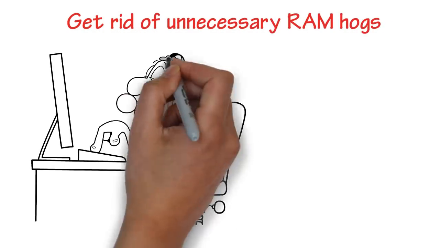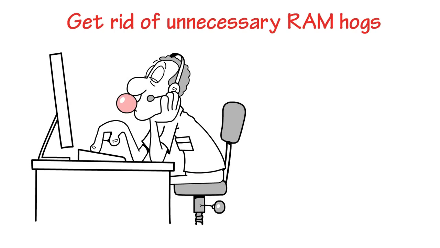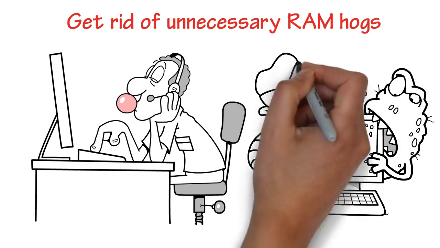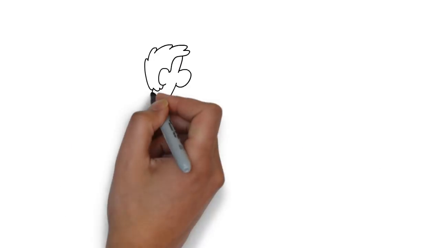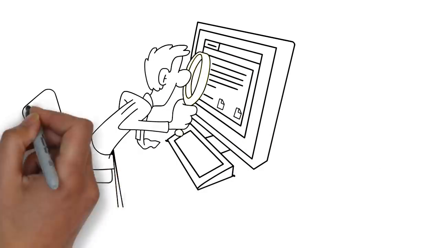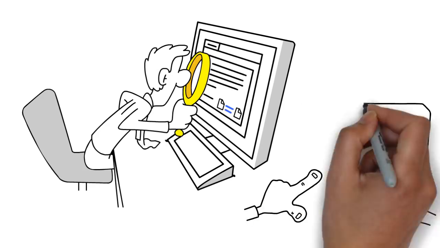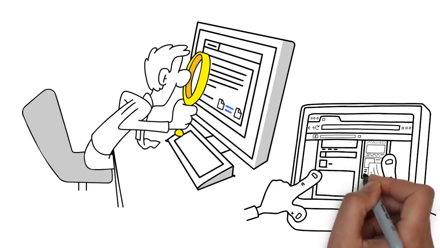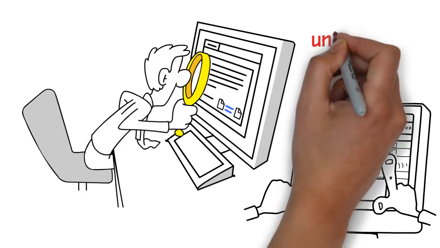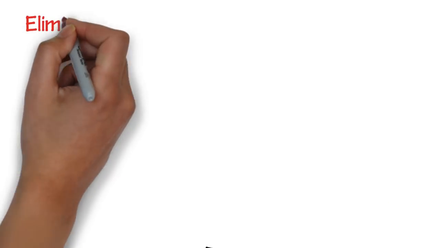Get rid of unnecessary RAM hogs. The more of these unnecessary programs you have running, the more RAM and CPU cycles they're going to eat up. Identifying these RAM hogs and suspending them will speed up Windows 10 immediately. Pop open the Task Manager to see which programs are bogging your system down and either disable them or uninstall them completely.